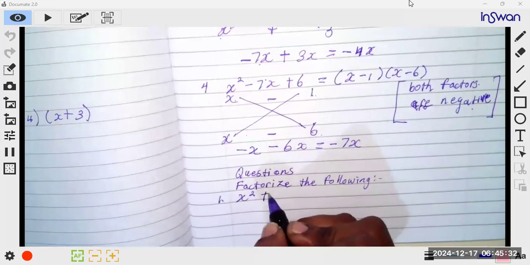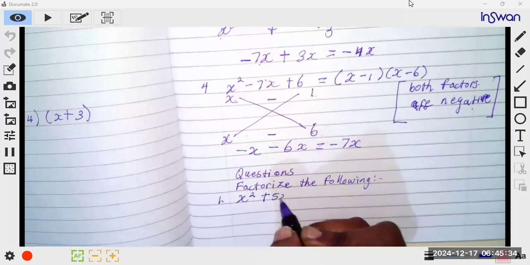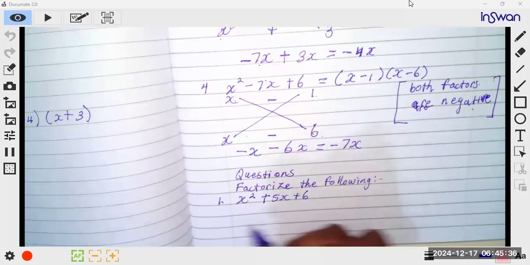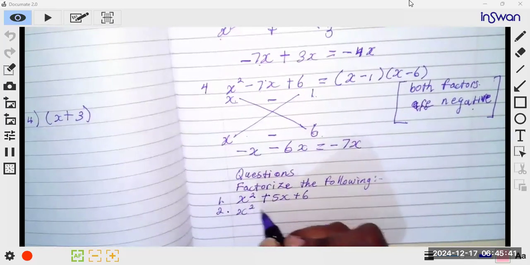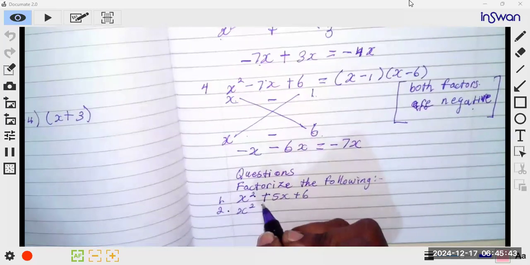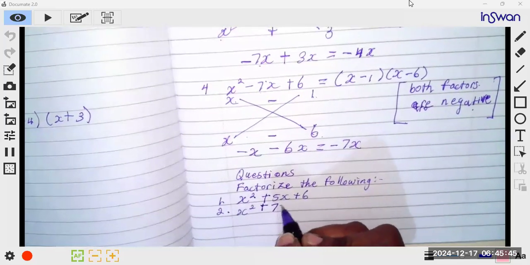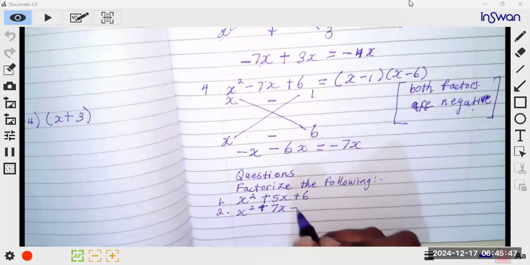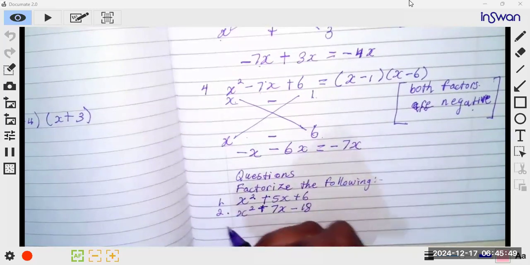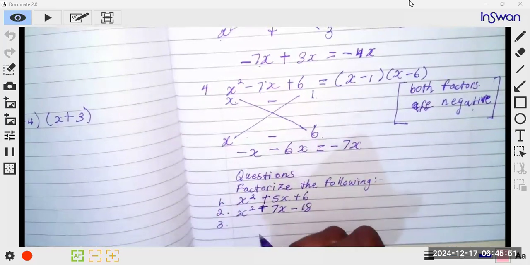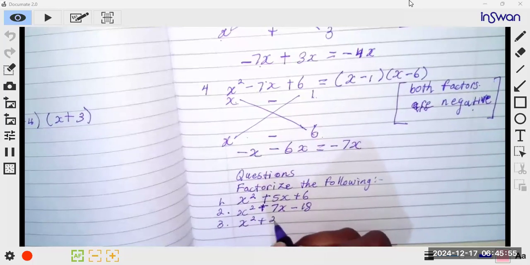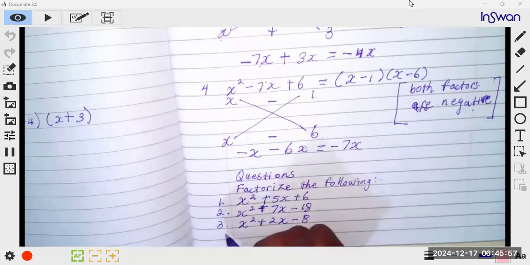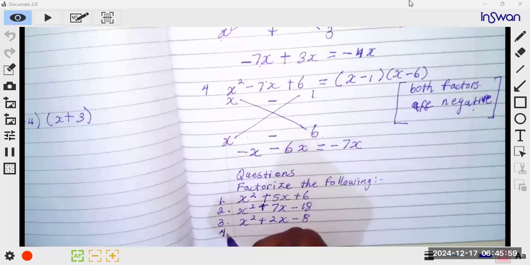Square plus 5x plus 6. X squared plus 7x minus 18. Number 3: x squared plus 2x minus 8. And number 4.